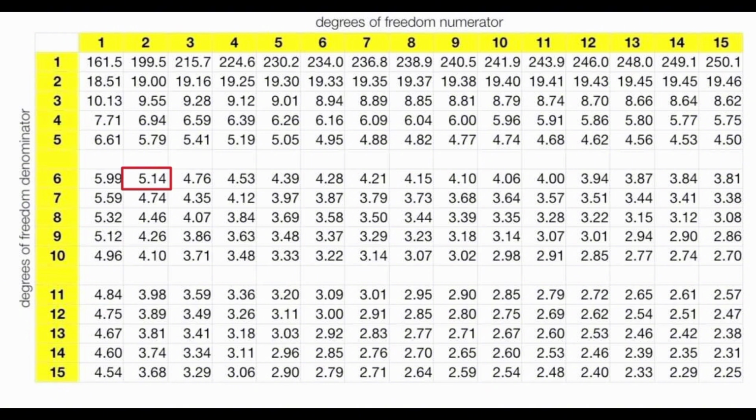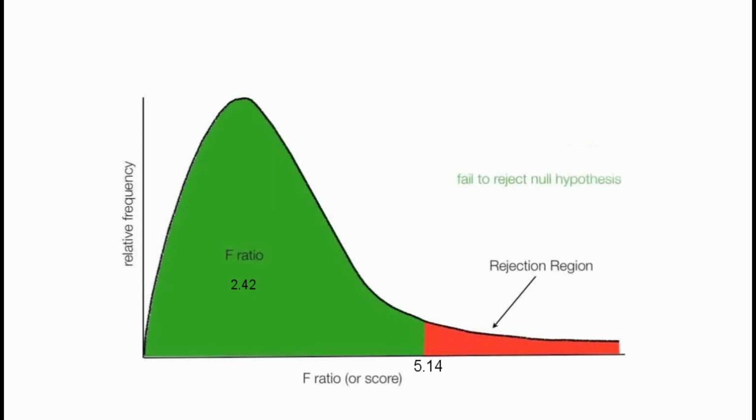So kani siya is for the sum of squares of both factors. Same ra siya og degrees of freedom numerator and denominator. So numerator 2 and denominator 6, so 5.14. F distribution for both factors. So ang tabular form sa both factor is 5.14. Then the F score is 2.42. So this time, since mas gamay man ang F score kumpara sa table F, so we fail to reject null hypothesis.